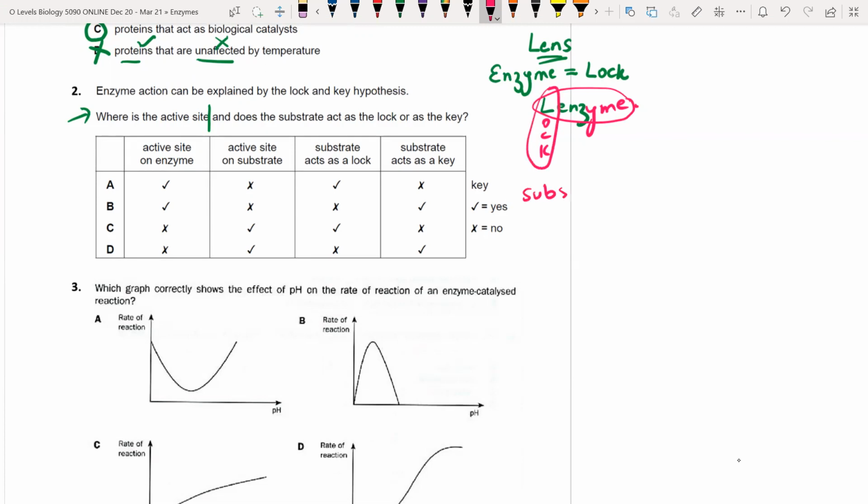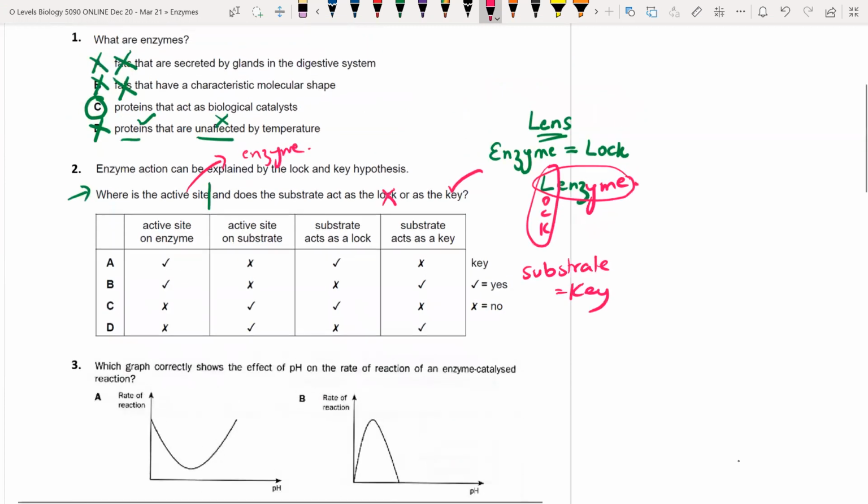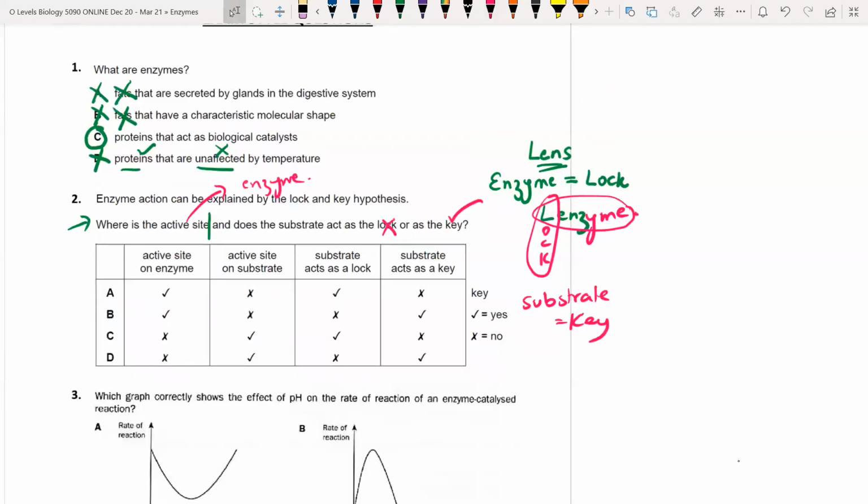तो यहाँ पे वो जो पूछ रहा है, if you look at the second part of the question, it says, and does substrate act as the lock? No, actually it acts as a key. We know this. And where is the active site? बच्चों, it's on the enzyme. So let's now look at the options one by one. Option A देखें, active site on enzyme. Yes, it is on the enzyme. So can I rule out option C and D?